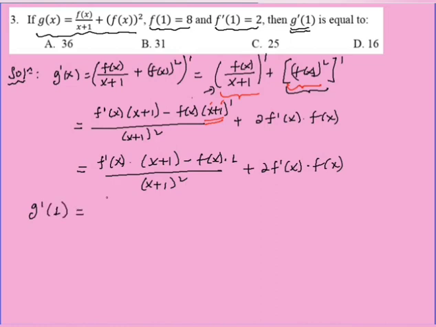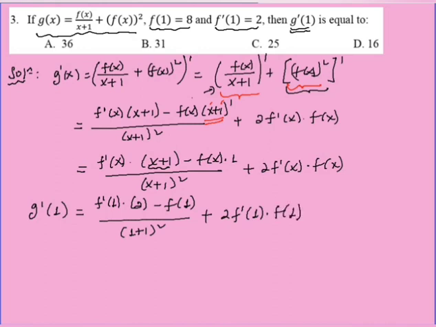So in place of x substitute 1. f derivative at 1 times, here 1 plus 1 is 2, minus f of 1 over 1 plus 1 the whole square, which is 4, plus 2 times f derivative at 1 times f of 1. Now, f derivative at 1 is 2, and f of 1 is 8. So we substitute these values in this equation.